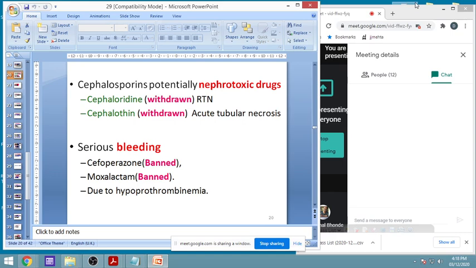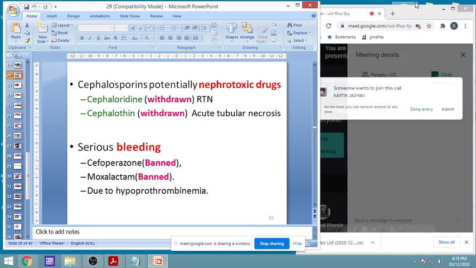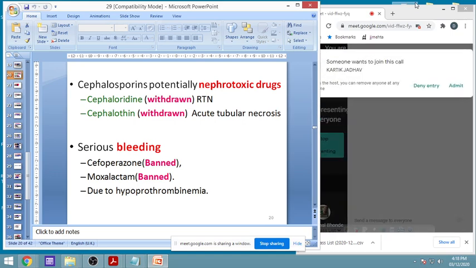Some of the cephalosporins are potentially nephrotoxic in nature. An example is cephaloridine, which has been withdrawn. Cephalothin is also withdrawn because of acute tubular necrosis. Some cause serious bleeding, for example cefoperazone and moxalactam. These are also banned because of these serious adverse effects.